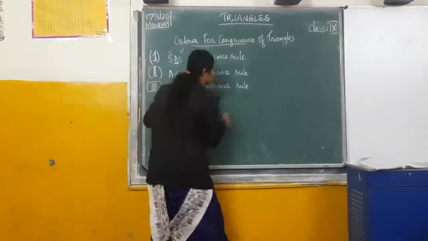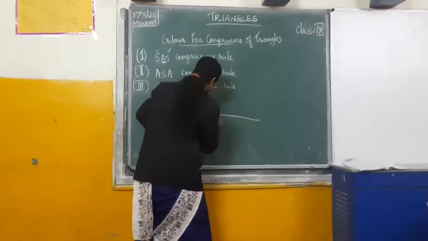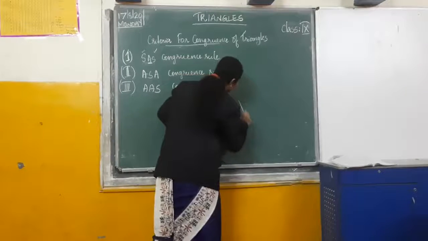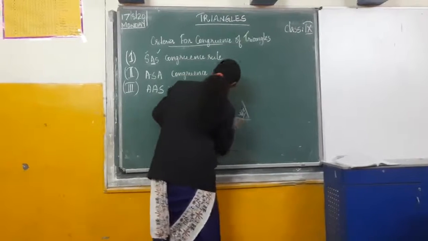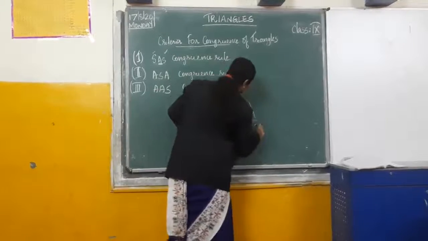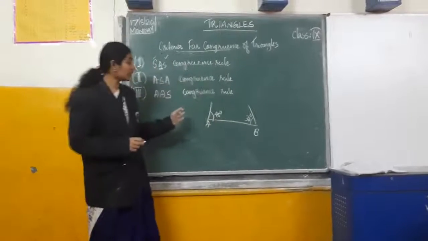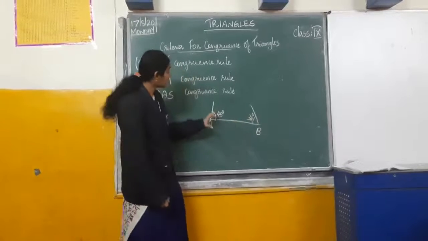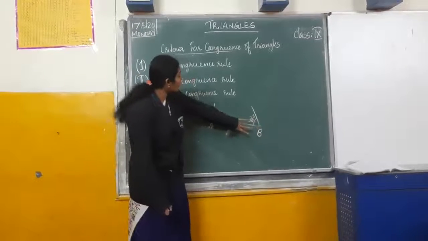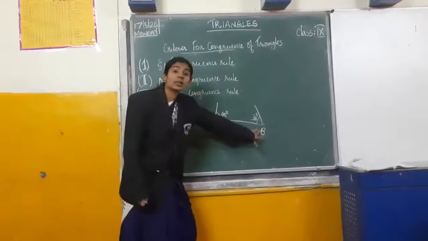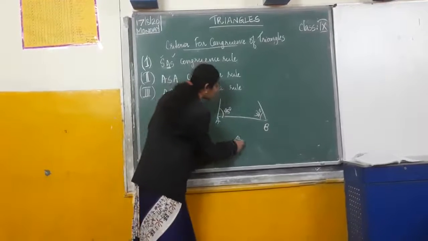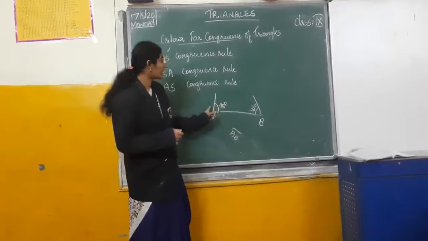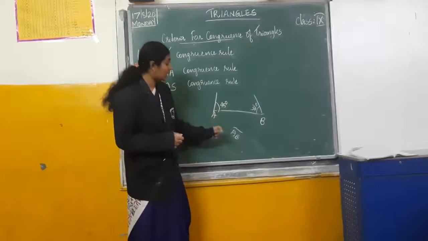For example, here you can see two angles. One is 45 degrees and one is 30 degrees. And between these two angles, the included side is AB. Okay, so two angles we are given. The included side is AB.